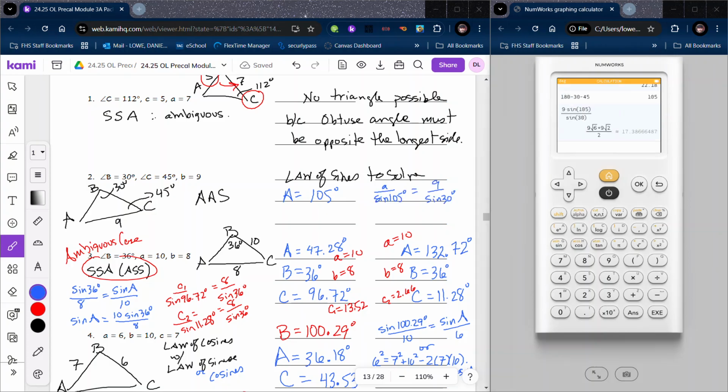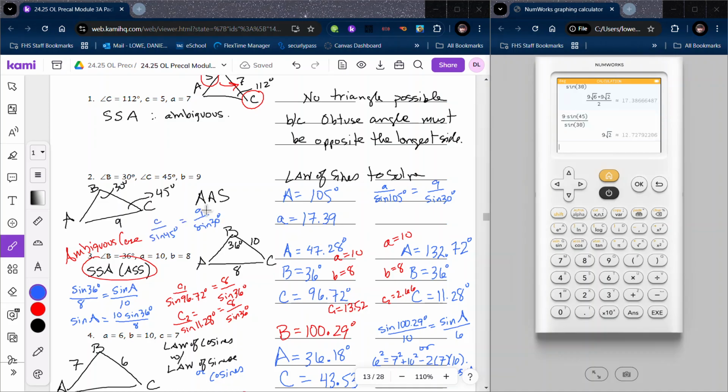Okay, so the side length A, if I use the law of sines, I set up my ratio that A to the sine of A is going to be equal to B compared to the sine of B, right? The ratios are in proportion. So I set that up and I get 17.39 approximately as a side length. And how would you find that last side length for side length C? Pause the video and see what you get.